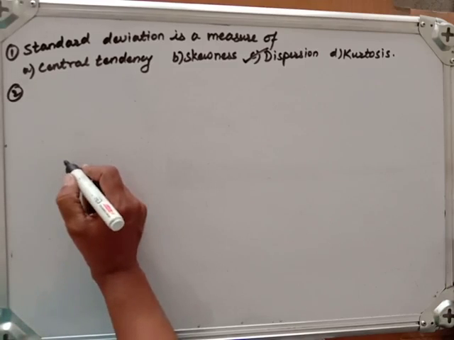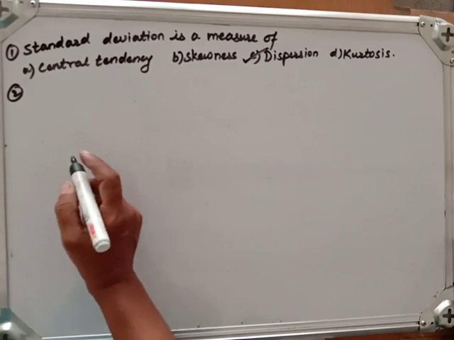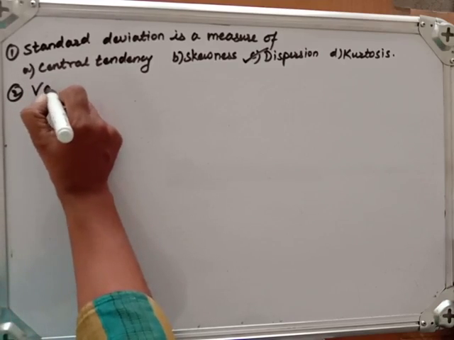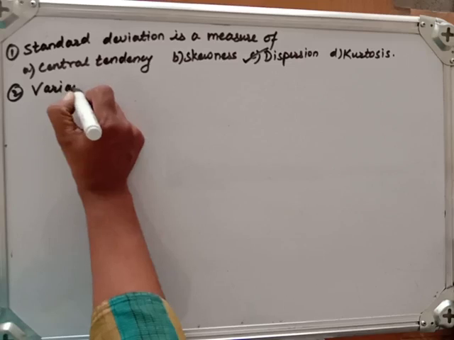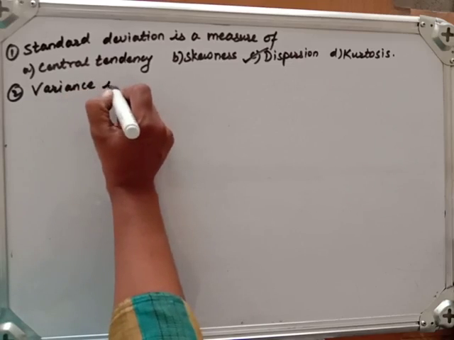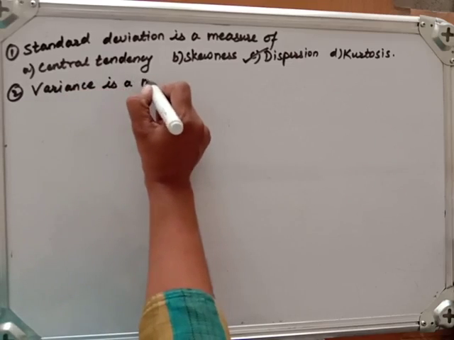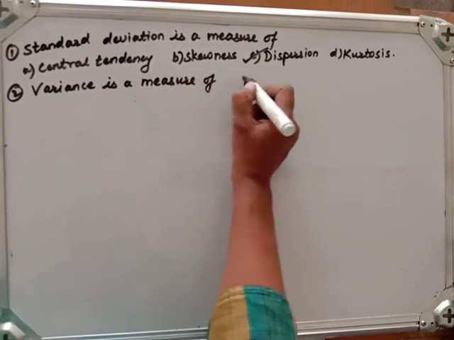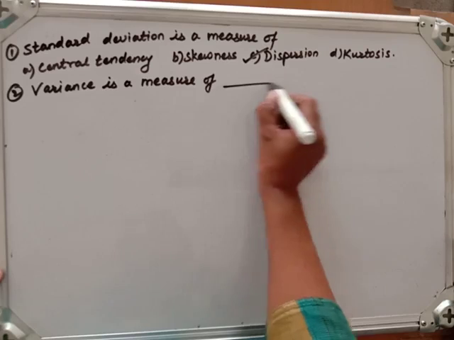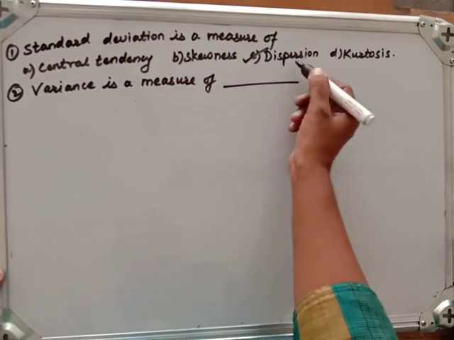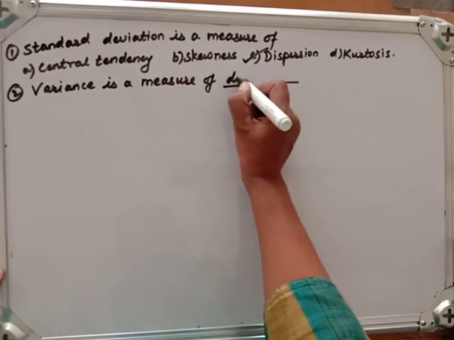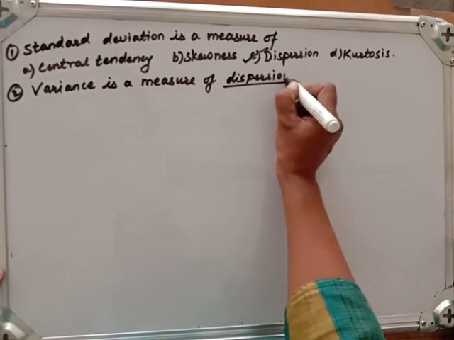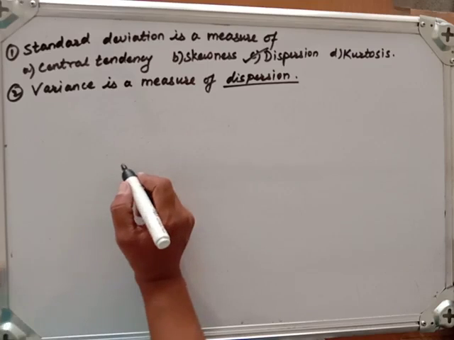Now the second question: variance is the measure of. Suppose the same options are there, so that time also the correct option is what? The dispersion. It can be written as such. The variance is also a measure of dispersion.